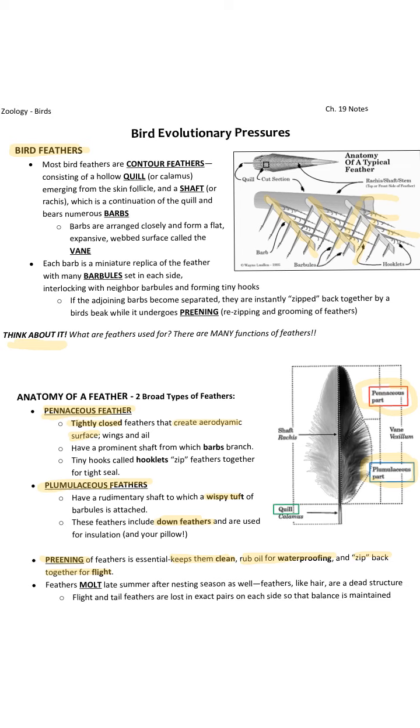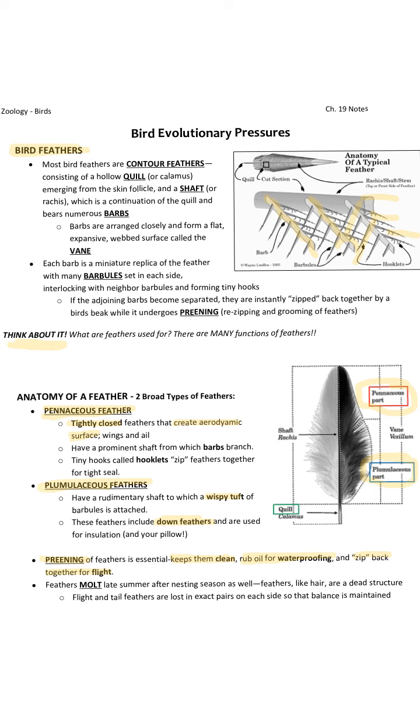Zipping them back together for flight, we just mentioned, where those little hooklets hook back together. But rubbing oil for waterproofing is important to birds. Now, not all birds have waterproof feathers, but if you think of water birds, ducks and geese and swans and things like that, they live pretty much near the water all the time, so obviously they want to have waterproof feathers. But even the robin that you'll see outside, when it starts raining, would like to have waterproof feathers too.